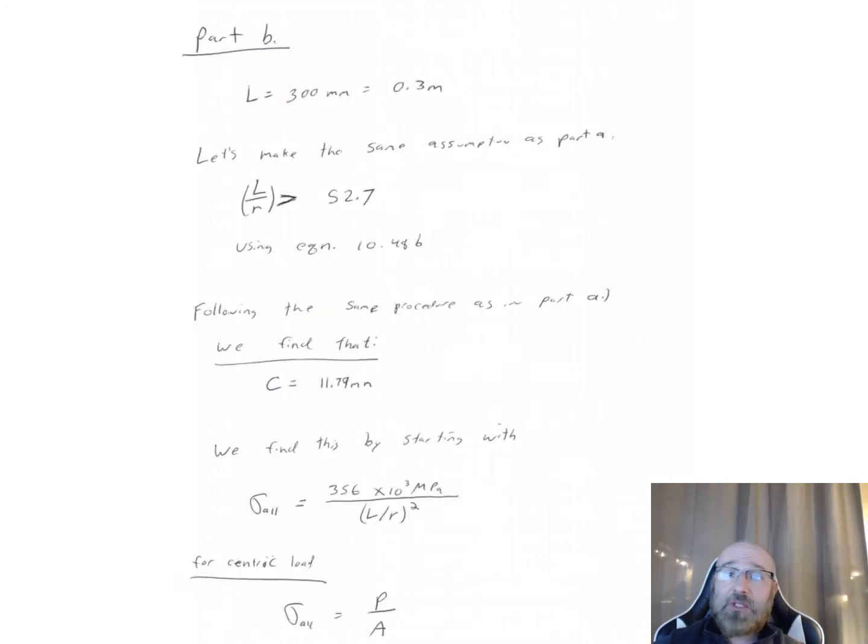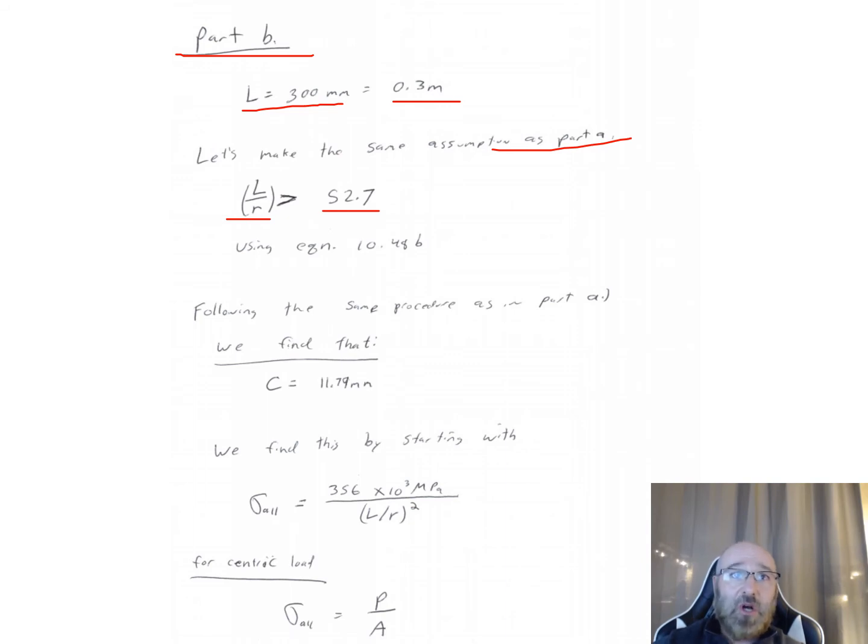So now we go back to our setup page and our problem statement and realize there is a part B. We've only solved for part A. Part B was to do the same thing, but now for a length of L equal to 300 millimeters or 0.3 meters. So we're going to make the same assumption as part A to start off: that L over R is going to be greater than 52.7.